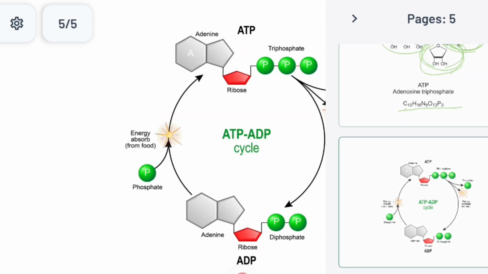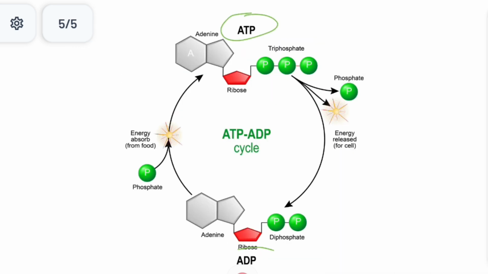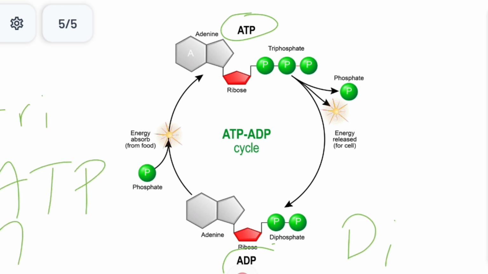Now we will be discussing the ATP to ADP cycle. Here is the ATP to ADP cycle, as you can see. This is the process that involves the conversion of adenosine triphosphate. This is the adenosine triphosphate here: the adenine, the ribose sugar, and the three phosphate groups. This is the conversion of ATP to adenosine diphosphate. So from ATP, you will have ADP. As you can see, from tri to di. That is what we mean by the cycle.